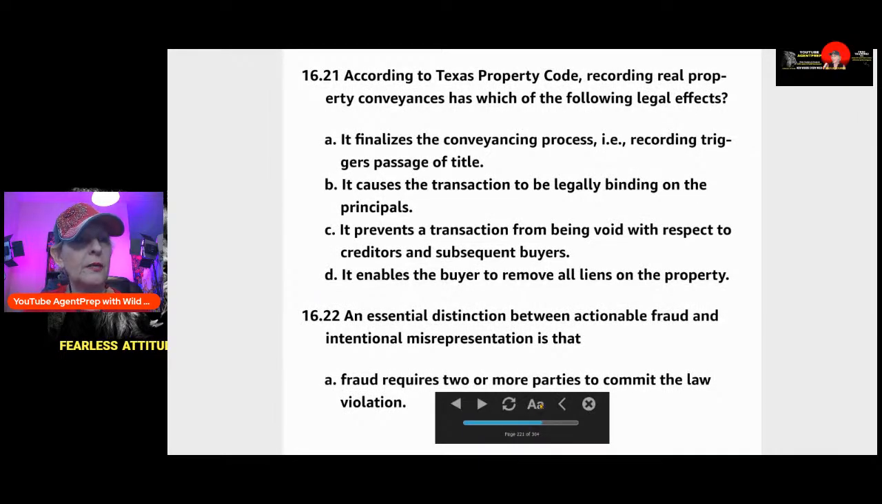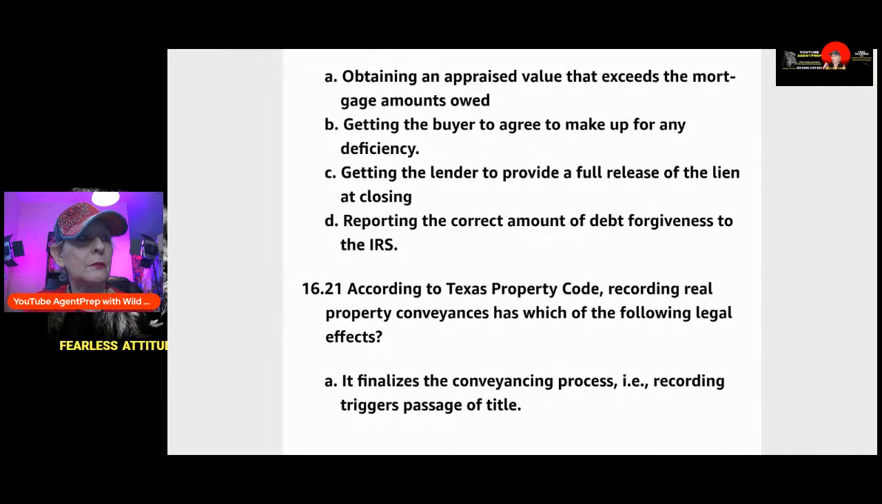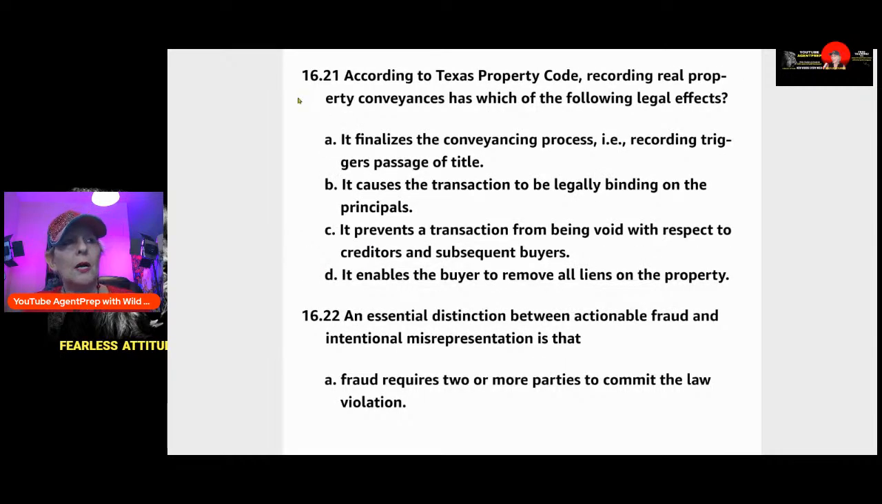Number 21. Let me see if I can make it even larger. According to Texas Property Code, recording real property conveyances has which of the following legal effects? Recording real property, right? That's what we record. Conveyances. What is conveyances? It's transferred. It's abandoned by the owner and received by the borrower, right? A, it finalizes the conveying process. Recording triggers passage of title. B, it causes the transaction to be legally binding on the principal. C, it prevents a transaction from being void with respect to creditors and subsequent buyers. Or D, it enables the buyer to remove all liens on the property.